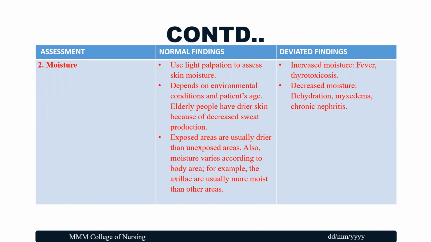Second one is moisture. When we look at the moisture, use light palpation to assess the skin moisture. It depends upon environmental conditions and the patient's age. Elderly people have drier skin because of decreased sweat. And exposed areas are usually drier than unexposed areas. When you check the moisture, you have to look for all the normal findings. Deviated findings would be increased moisture. Increased moisture includes fever and thyrotoxicosis, whereas decreased moisture includes dehydration, myxedema, and chronic nephritis.